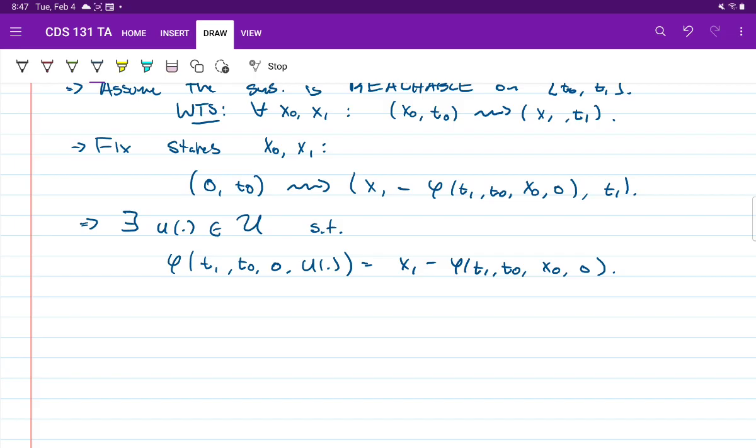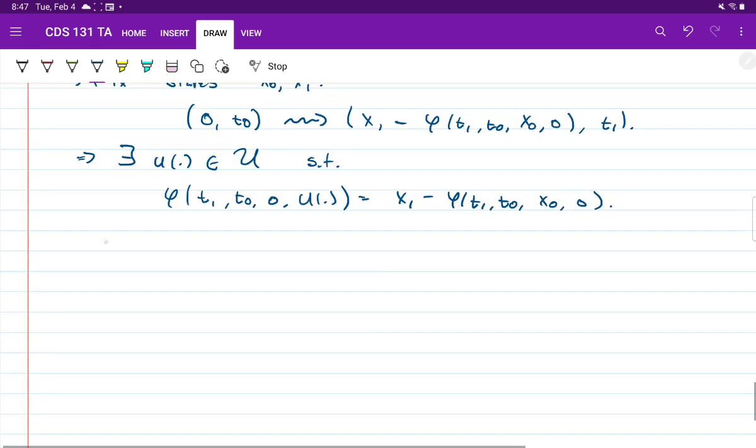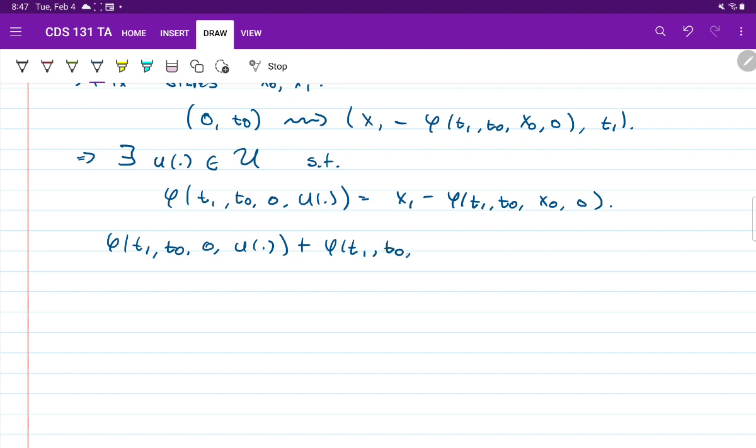Okay, so now what I'm going to do is bring this phi from the right-hand side over to the left. So what I get from there is phi of t1, t0, 0, u, plus phi of t1, t0, x0, 0 is equal to x1, right? Now, by applying linearity, I can actually combine these two things together, okay?